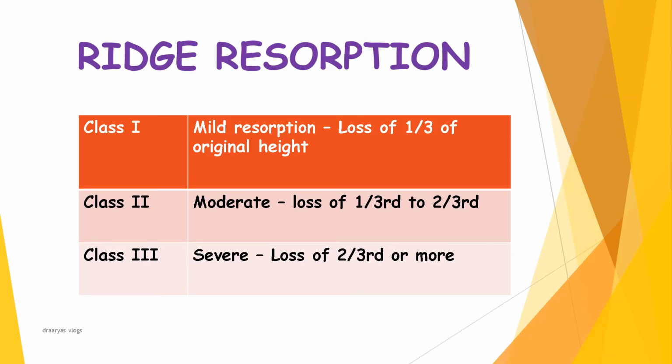So, the ridge resorption can be classified into class 1, class 2 and class 3. Class 1, it is mild resorption, loss of 1/3 of vertical height. Class 2, moderate, loss of 1/3 to 2/3. And class 3, it is severe, loss of 2/3 or more.